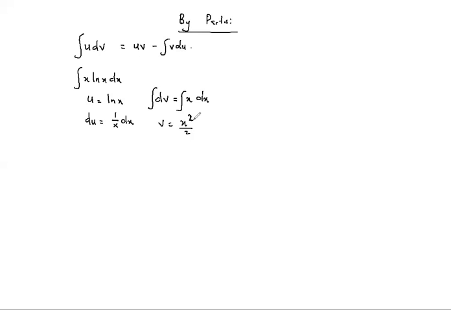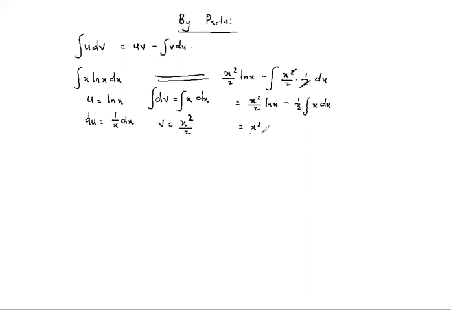So the integral here now becomes uv, which is x squared over 2 ln x, minus the integral of v du, which is x squared over 2 multiplied by 1 over x dx. This is x squared over 2 ln x minus the integral of x over 2 dx.